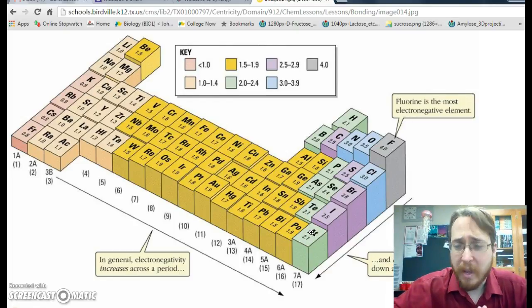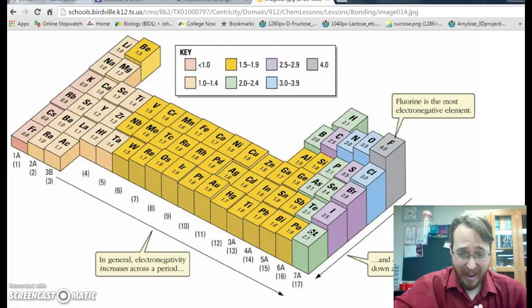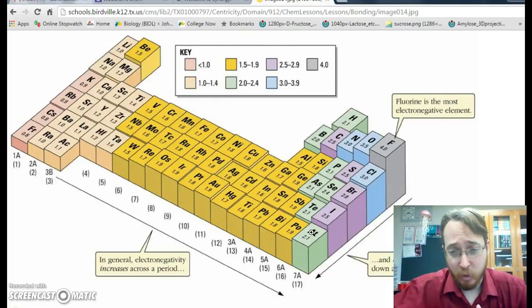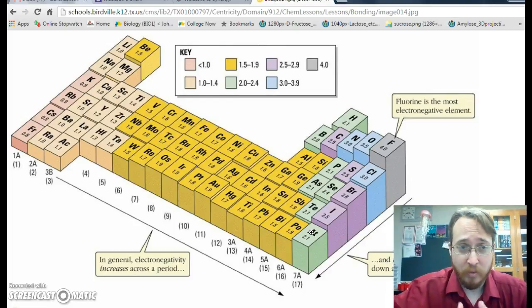Well, there's one more thing about electronegativity, and that has to do with the valence electrons. Valence means outermost. So you can have outermost shells or outermost electrons. Both of those would be your valence shells or your valence electrons.